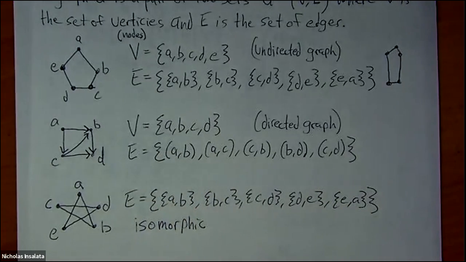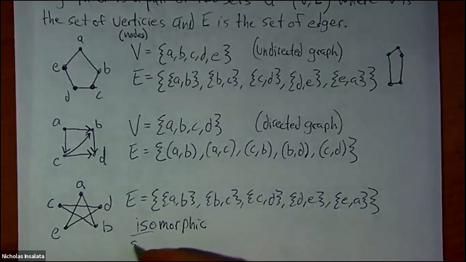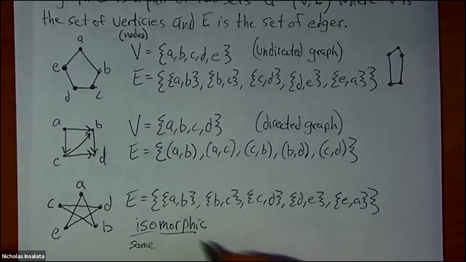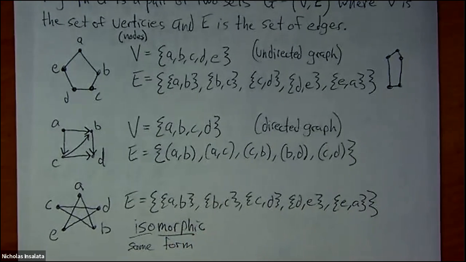Because if you morph something, you're changing the form of it, right? So the form is morph. Iso means the same, like an isosceles triangle has two legs that are the same length. So iso means same, and morph means shape or form. Great. Okay.